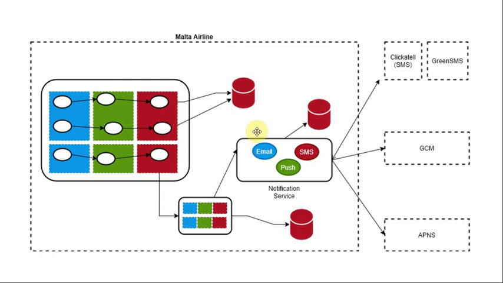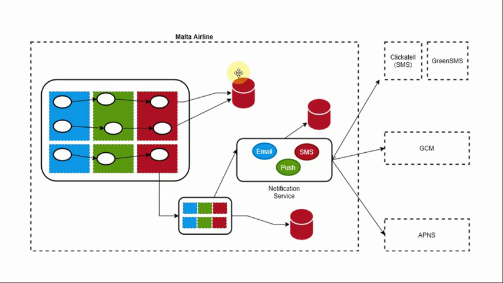So this multi-airline system can have other dependent services, external systems. So when we want to send an SMS, we can talk to Clickatell. This is an SMS gateway, or Green SMS is another gateway, or we can use GCM or APNS to send the push notification.